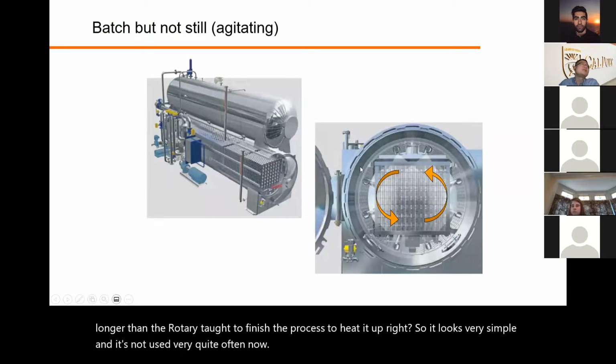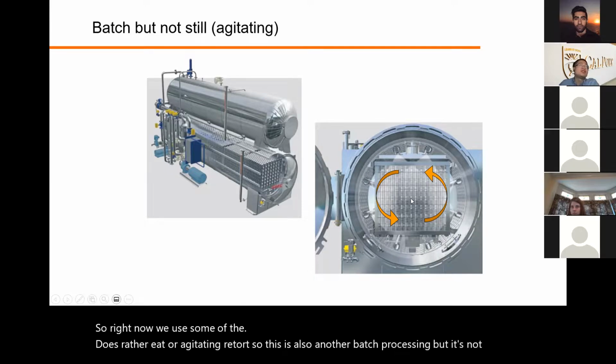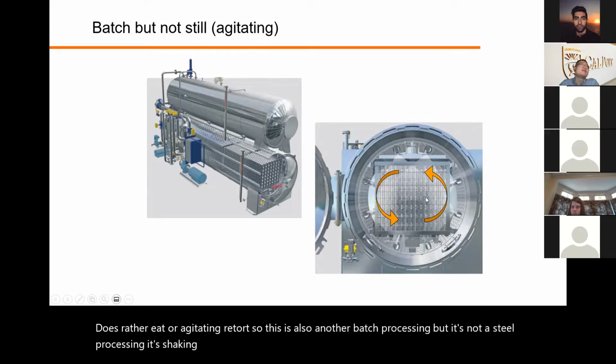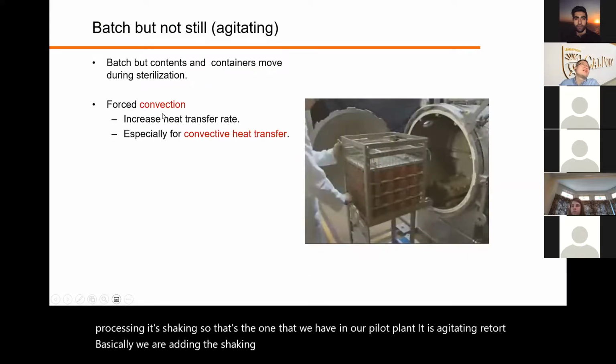So right now we use more of the rotary retort or agitating retort. This is also another batch process, but it's not a still process, it's shaking. That's the one that we have in our pilot plant. It is an agitating retort. Basically, we are adding the shaking to force the convection to occur. That will increase the heat transfer rate.